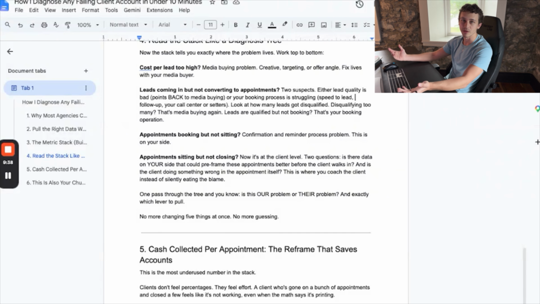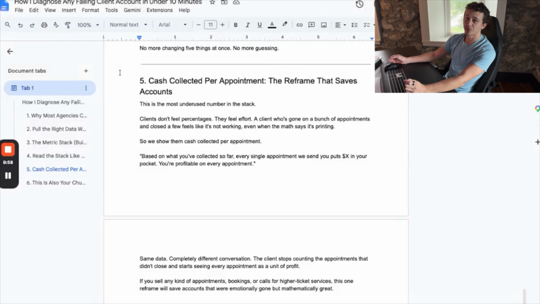They signed up with us. They pay us. We appreciate their money. Now we want to make sure that they can make a lot on the other side of this as well, and give them everything that we possibly can so they have the highest chances of success. So one of the reframes that I've taught to our CSMs, and this is a pretty big one for going back to our clients, is the cash collected per appointment.